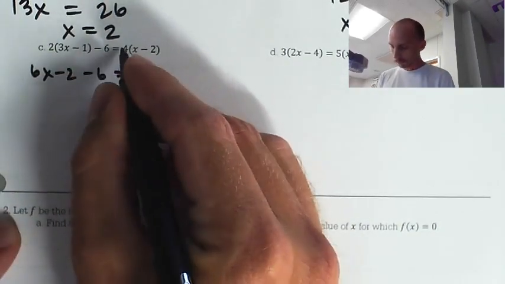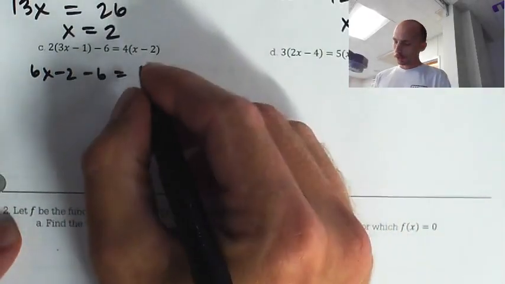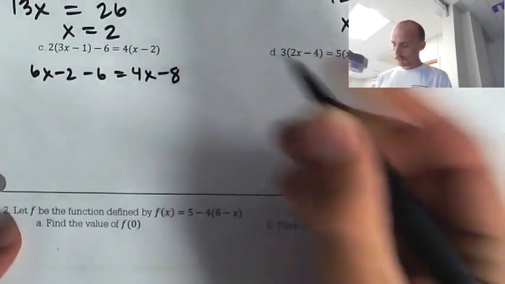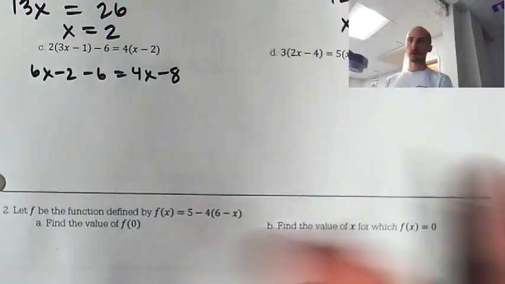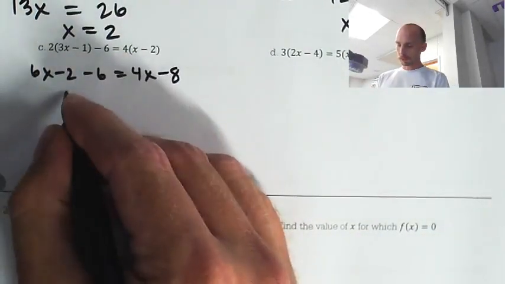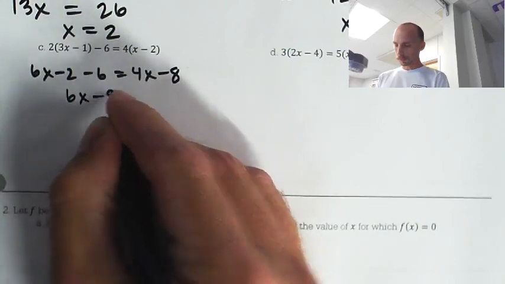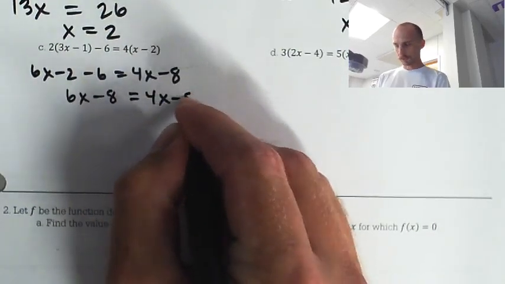Still have that minus 6 there, and then distribute the 4 over the x and the minus 2. So I'm going to say that that's 4x minus 8. To kind of isolate, or maybe I'll combine these like terms. That's basically what we should do. So negative 2 and negative 6 combines to be negative 8. So 6x minus 8 equals 4x minus 8.